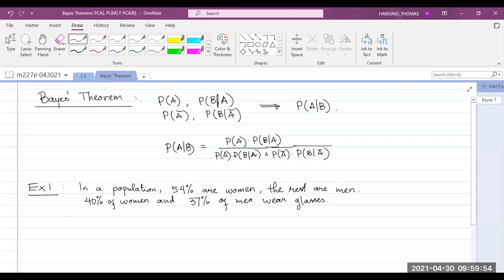Okay, now suppose we have this situation. And the question is, of those wearing glasses, what proportion are women?